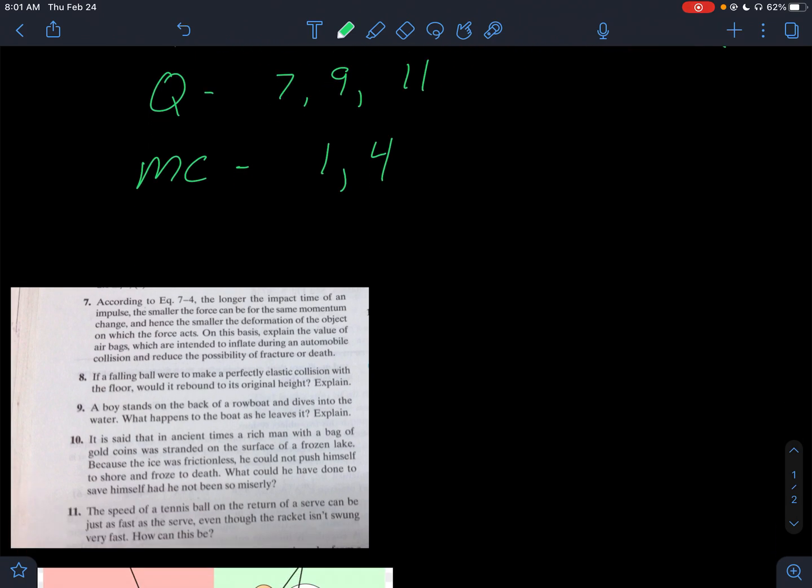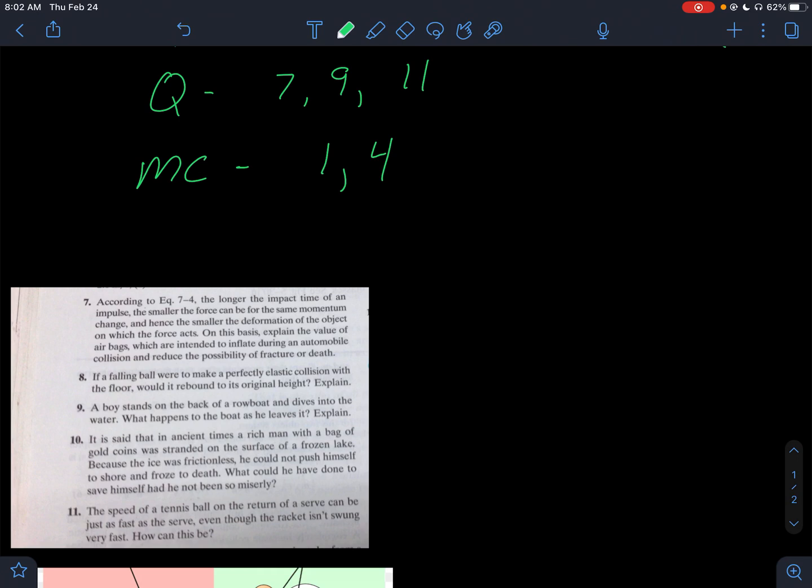So for question 7, we have, according to equation 7-1, the longer the impact time of an impulse, the smaller the force can be for the same momentum change, and hence the smaller deformation of the object on which the force acts. On this basis, explain the value of airbags, which are intended to inflate during an automobile collision and reduce the possibility of fracture or death.